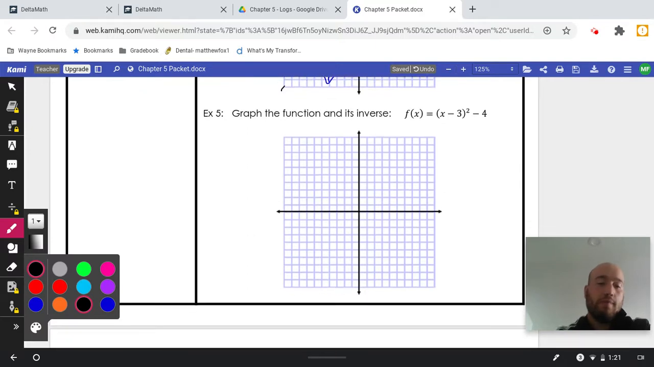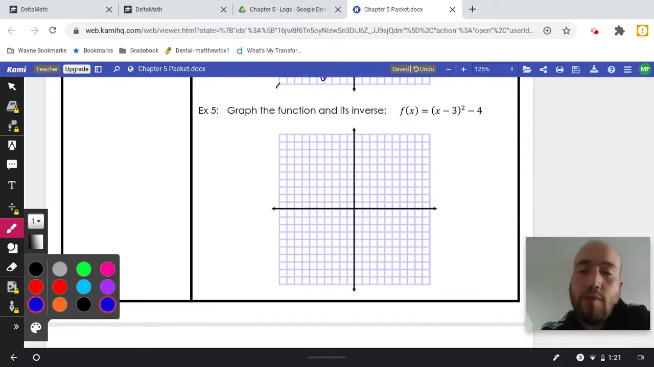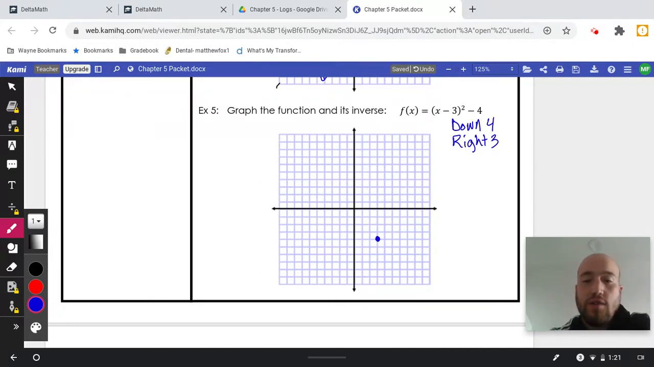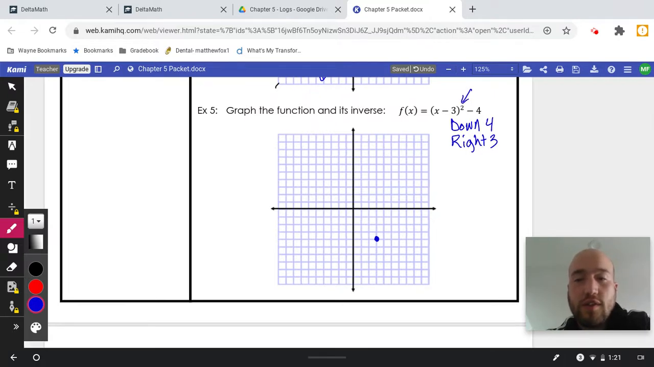So, final one. On this last one, hopefully you remember, it shifts down 4 because of that negative 4 tacked on at the end. Inside the parentheses, if it's negative, that means right, so right 3. So rather than starting at 0, 0, we know it's going to start right 3, down 4, or at the point 3, negative 4. Now, some of you know when this has a quadratic, that's a parabola, you can use your 1, 3, 5 rule, so up 1 over 1, up 3 over 1, up 5 over 1, and then go the other way.